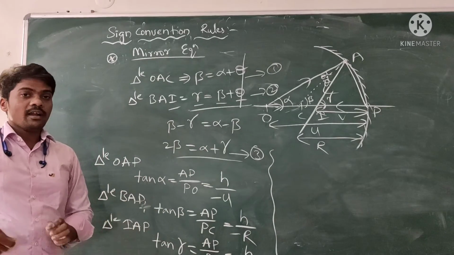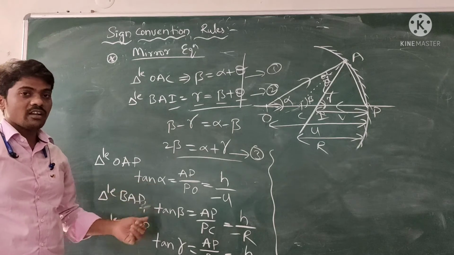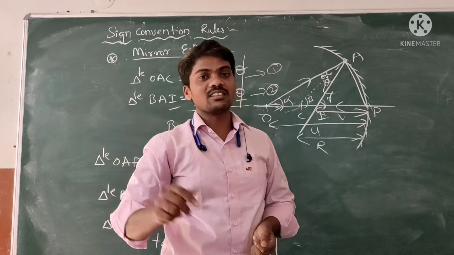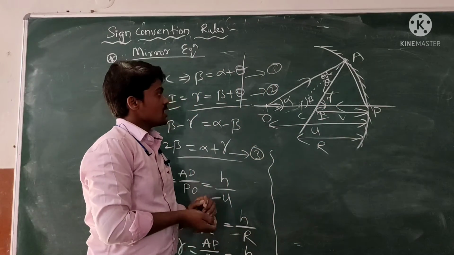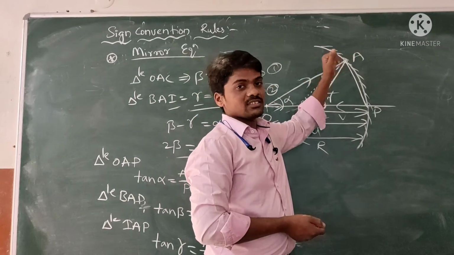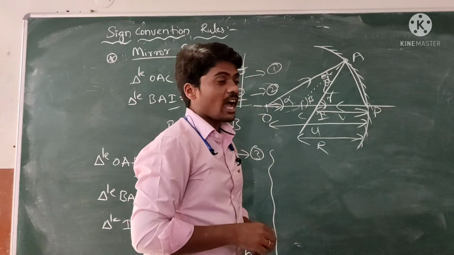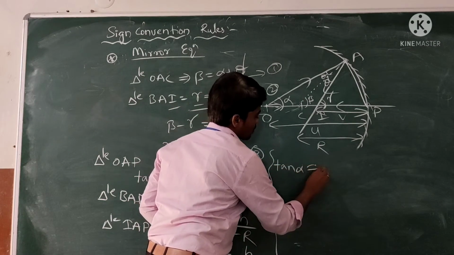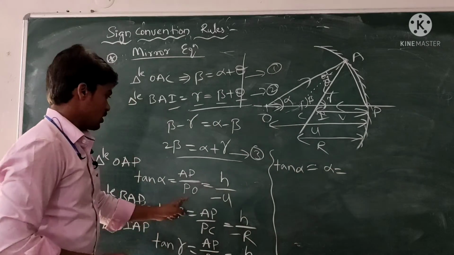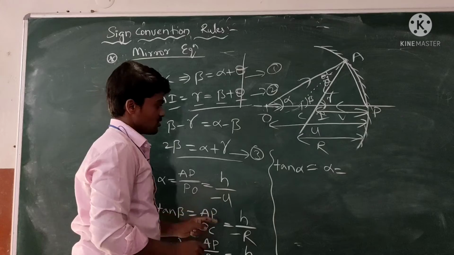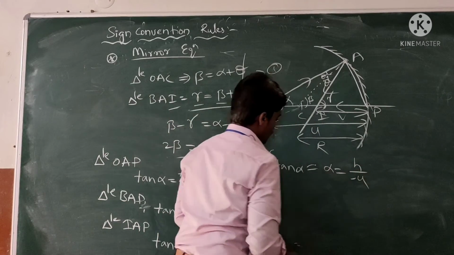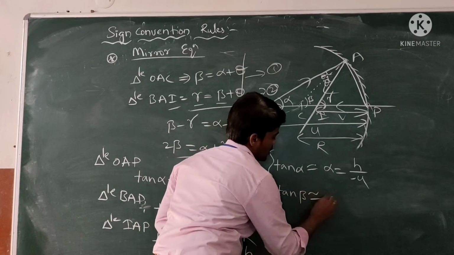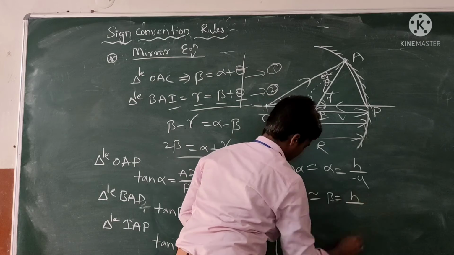Here, tan angles are there, small angles are there. Small angles mean paraxial angles. Here the incident rays are paraxial rays. Taking a small angle means tan alpha is approximately equal to alpha. Alpha equals minus H by minus U. Tan beta is approximately equal to beta, equals H by minus R.